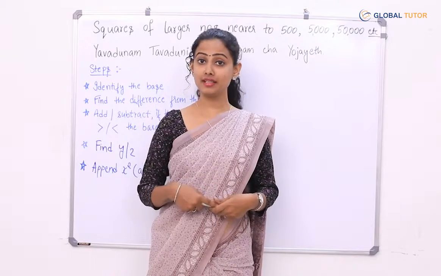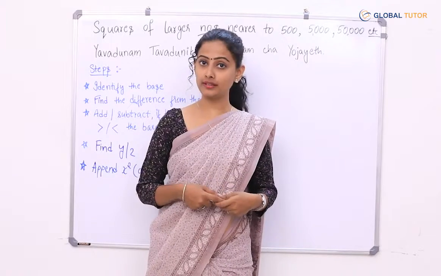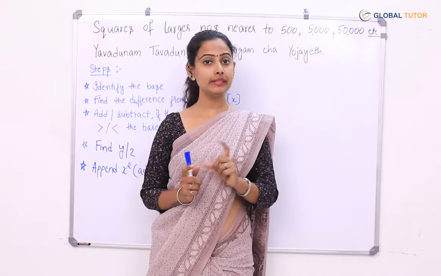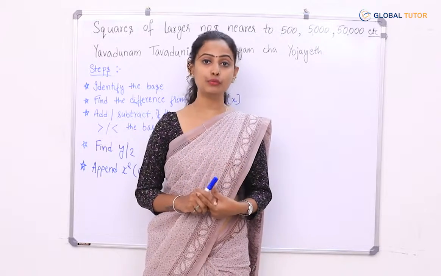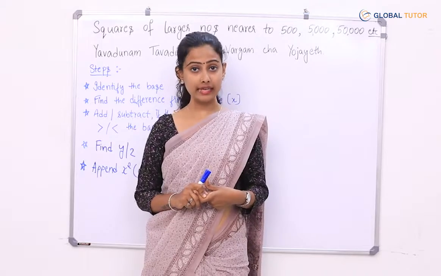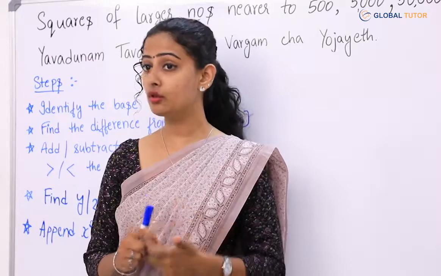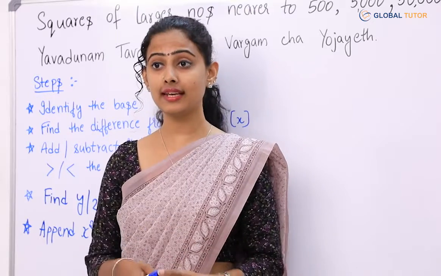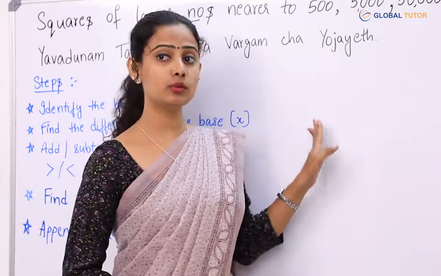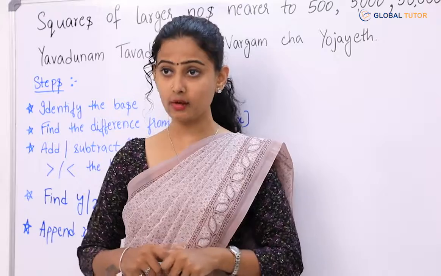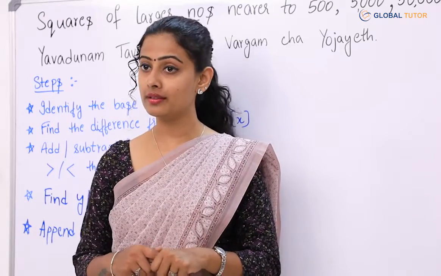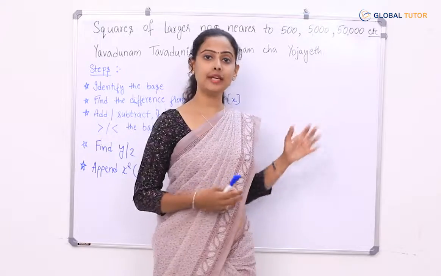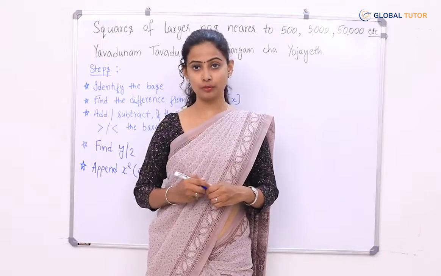If you take another number, let's say 401, what will be the base? 500. And what will be the difference of the given number from 500? It will be 99. And we may not remember the square of 99. In this case, we may not easily be able to apply this sutra to find the square of 401. So now let us see for which kind of numbers we can apply this and easily solve the problem.